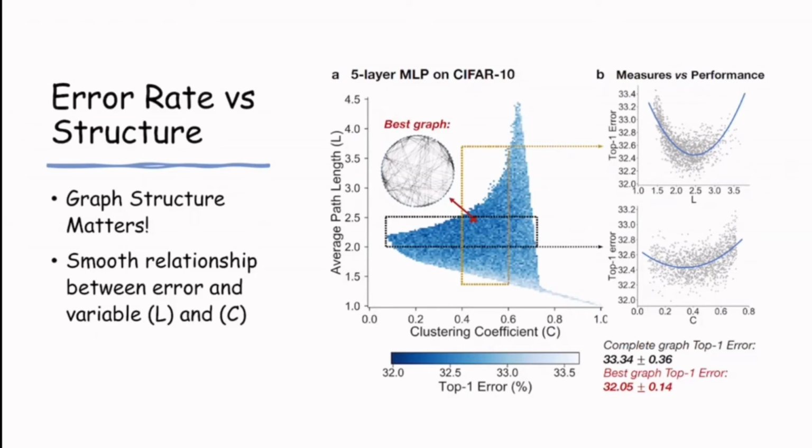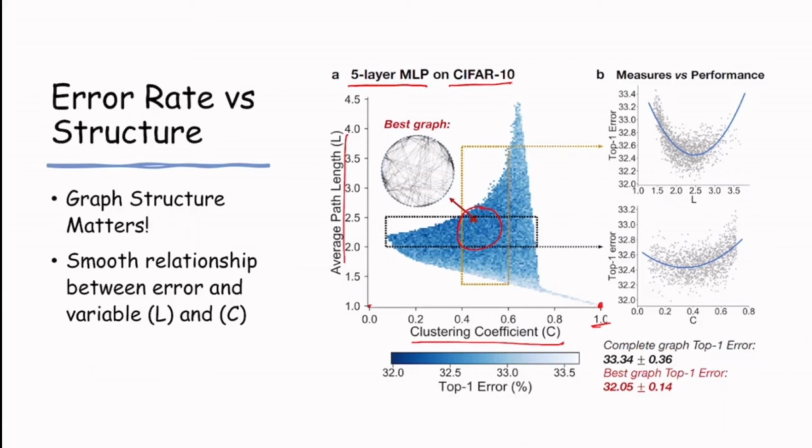Here is the graph about the error rate versus structures, on the 5-layer MLP as the graph structure, and the dataset is CIFAR10. This graph demonstrates the concept that graph structure matters. How? Because the complete graph, which has a clustering coefficient C equal to 1.0 and average path length L equal to 1.0, is over here. However, it has a performance lower than, say, a graph over here, which means that graphs that are not complete, with certain structures, will outperform the complete graph.